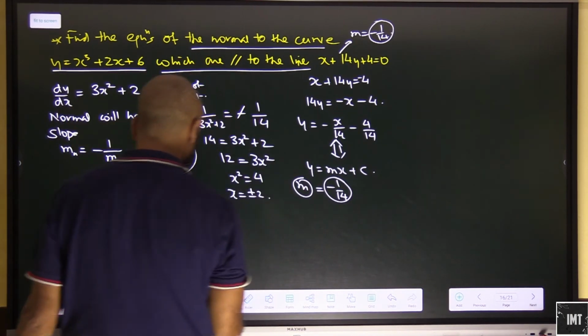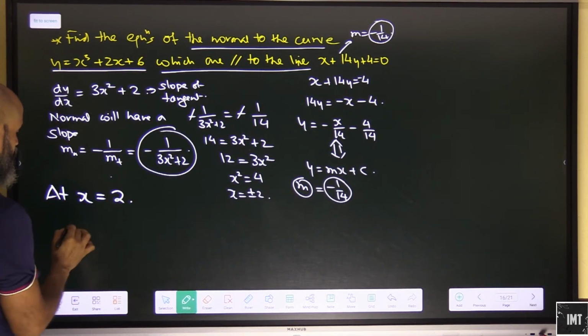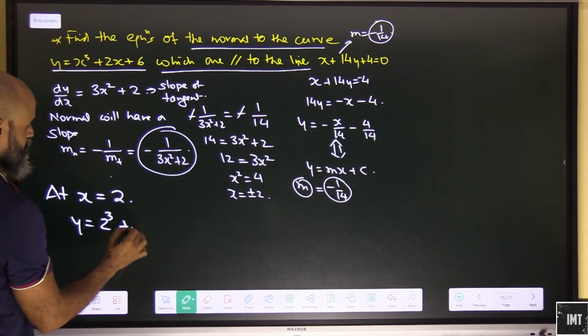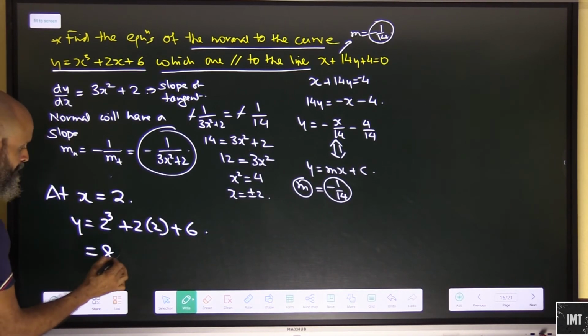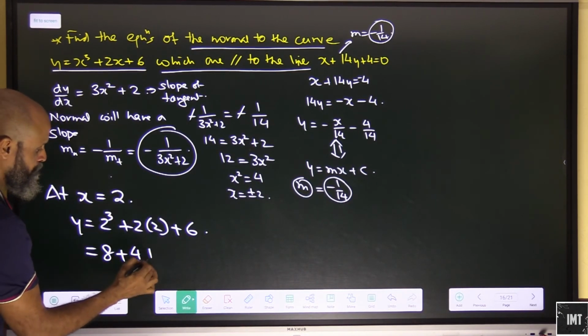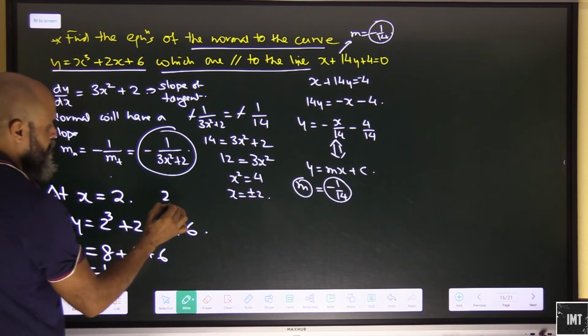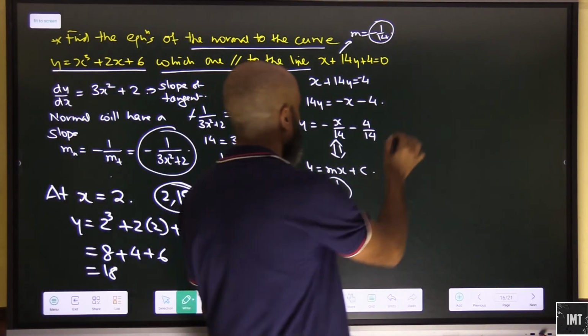Okay. So now let's say at x is equal to 2, y will have a value of what? This will be 2 cube plus 2 into 2 plus 6. So this is basically 8 plus 4 plus 6. So this will be 8 plus 4, 12, 12 plus 6, 18. So the point here is 2 and 18. Okay, one point is 2 and 18. What about the other point?